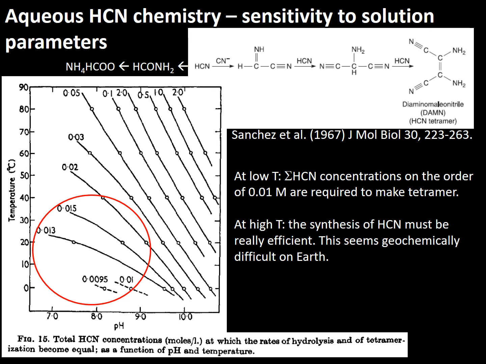And what they found that's quite interesting, though, is if you have very low concentrations of cyanide, in fact, lower temperatures and lower pH values are much more favorable for the formation of DAMN. And in fact, you may need to start getting down into temperatures near freezing if you don't have a very efficient supply of hydrogen cyanide to the starting reaction.